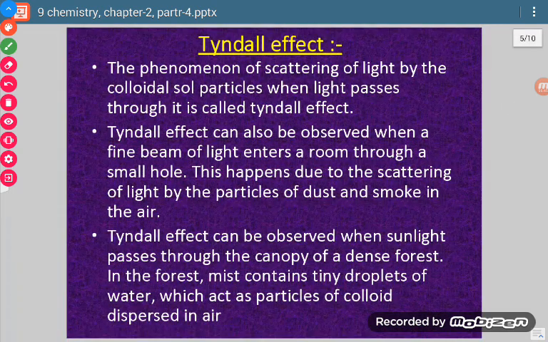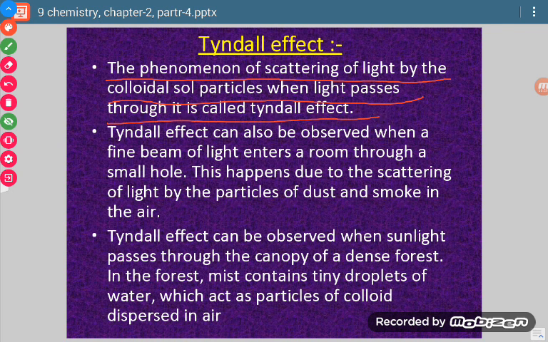Now let us discuss what is Tyndall effect. It is the phenomenon of scattering of light by the colloidal sol particles when light passes through it. What do we mean by scattering of light? The meaning of scattering of light is that we can see the path.